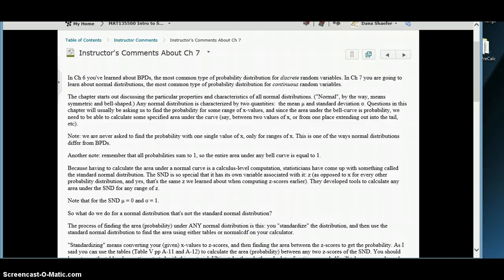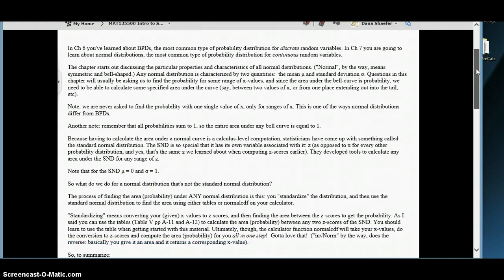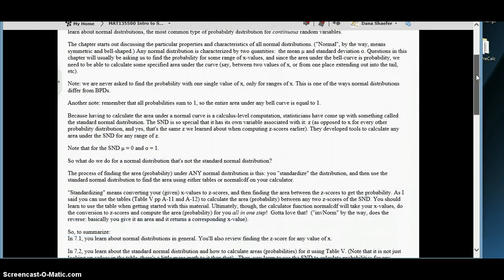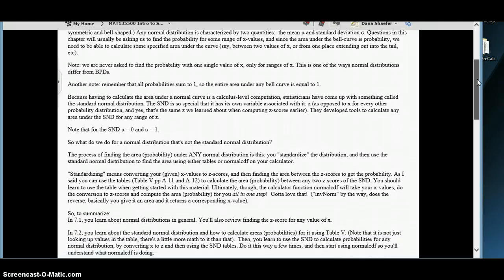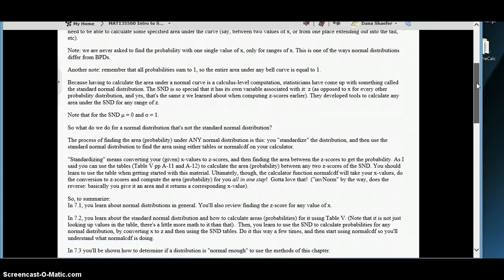So the beginning of the chapter starts out introducing you to the normal distribution, the symmetry, how the normal distribution is drawn. And then it shows you how 0 is always set at the middle, and every standard deviation increments up 1 and back 1. So for the standard normal curve, your mu is 0 and your sigma is 1.